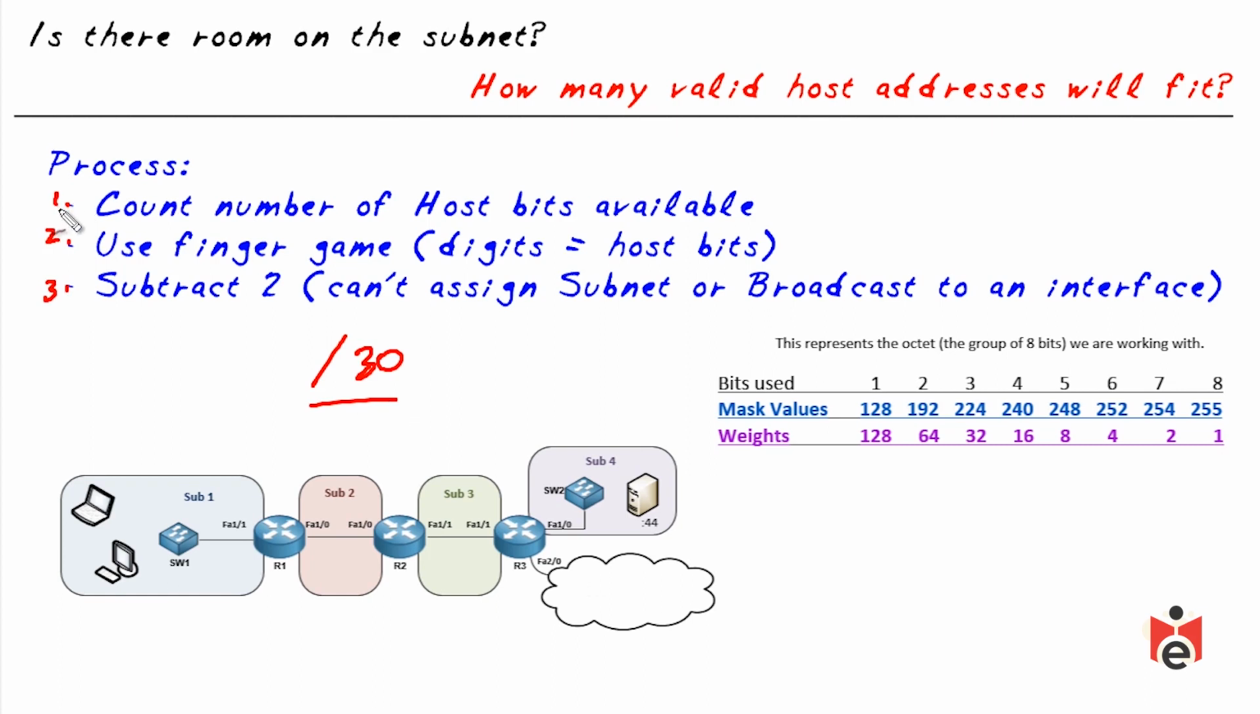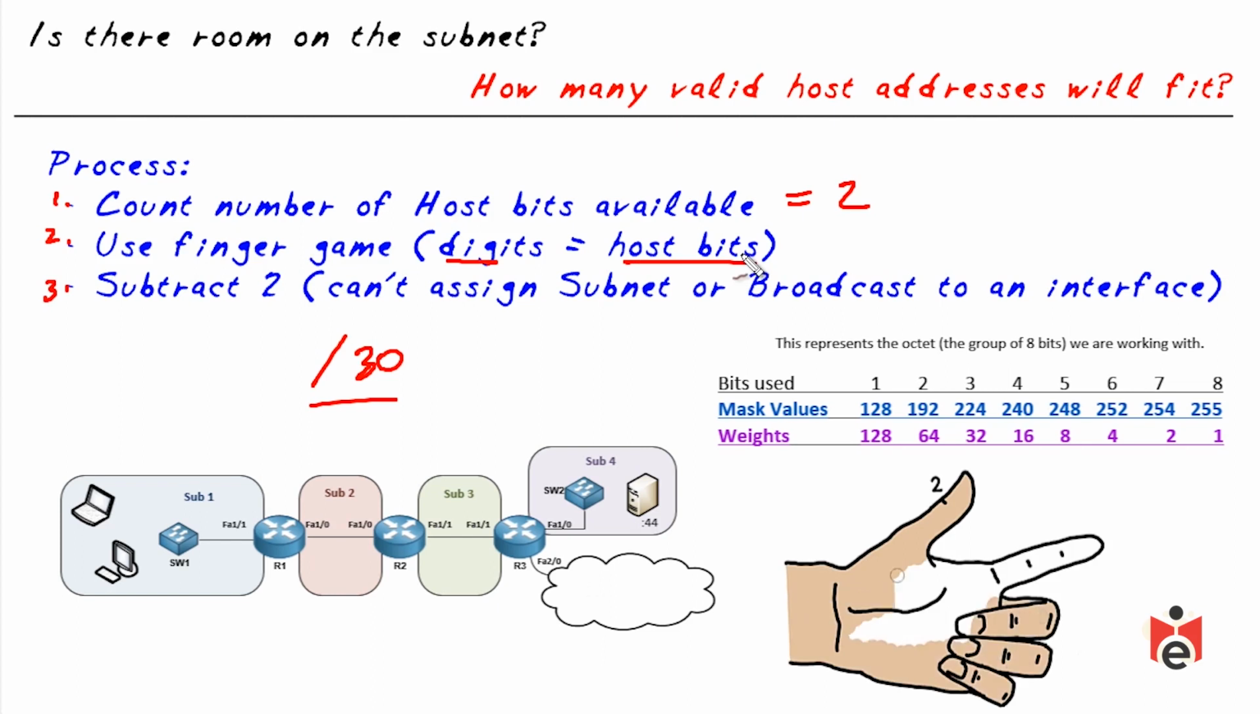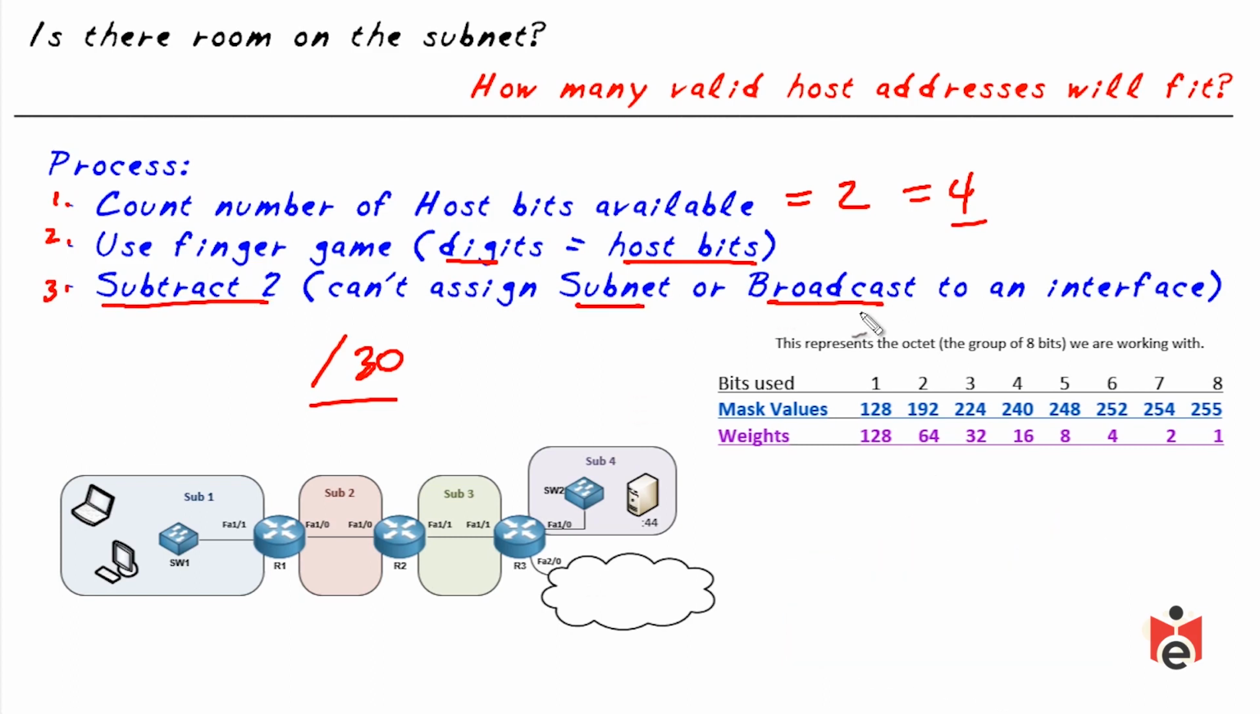Well, our first step on this is to count the number of host bits available. Well, 30 bits are being used for the network. That leaves only 2 bits for host addressing. So the answer to that is 2. We're going to use the finger game with our digits representing host bits. So we'll put 2 fingers up in the air and we count verbally to 4. That's our result. And then we subtract 2 because we can't use the actual subnet or broadcast address on an actual interface. So minus 2 equals a total of 2 possible IP addresses for valid hosts on a /30 network.